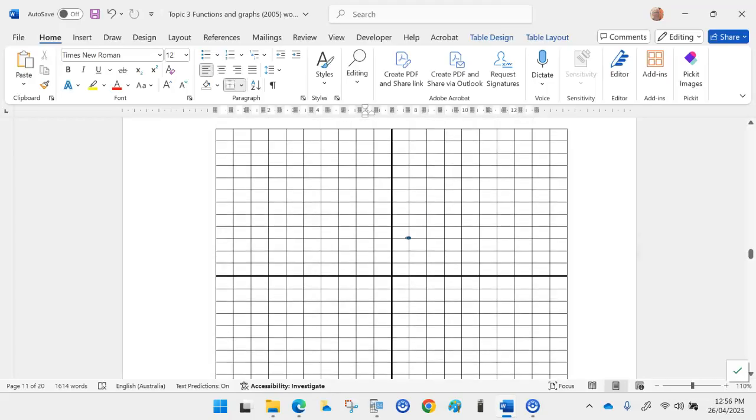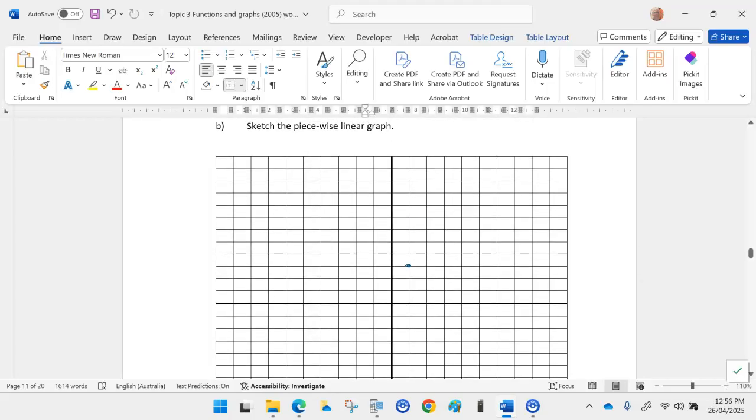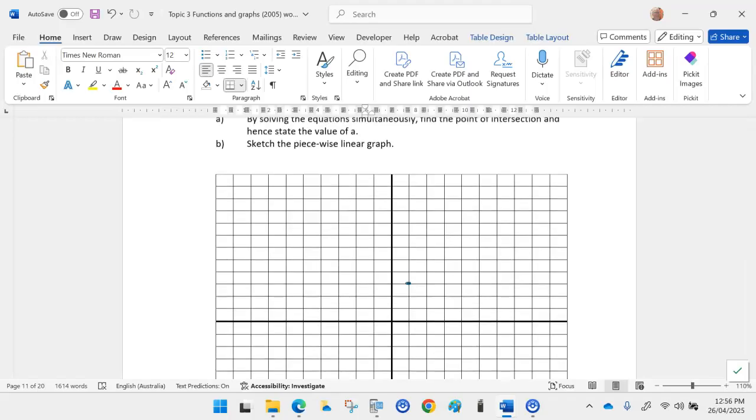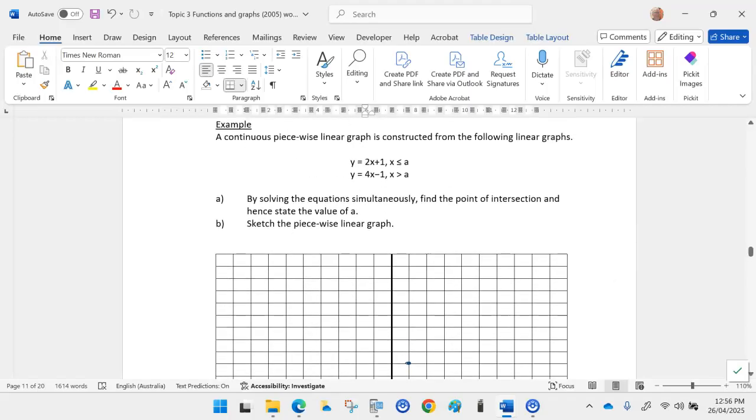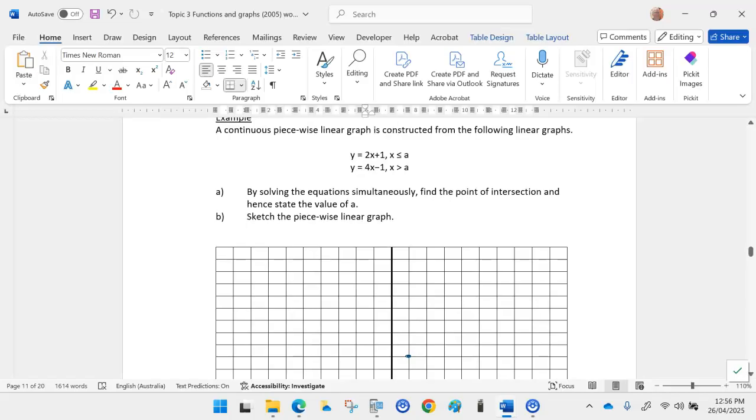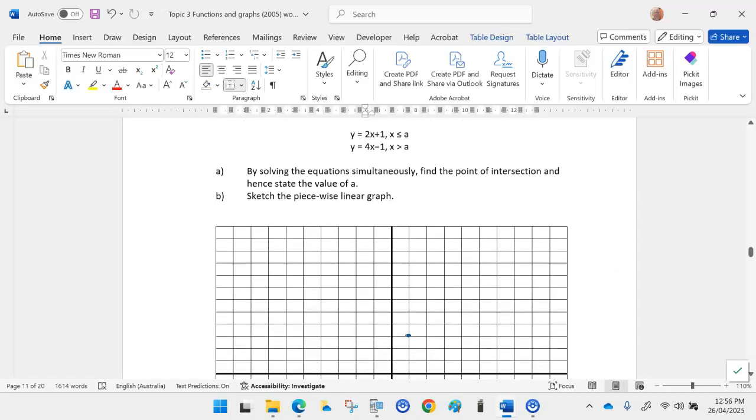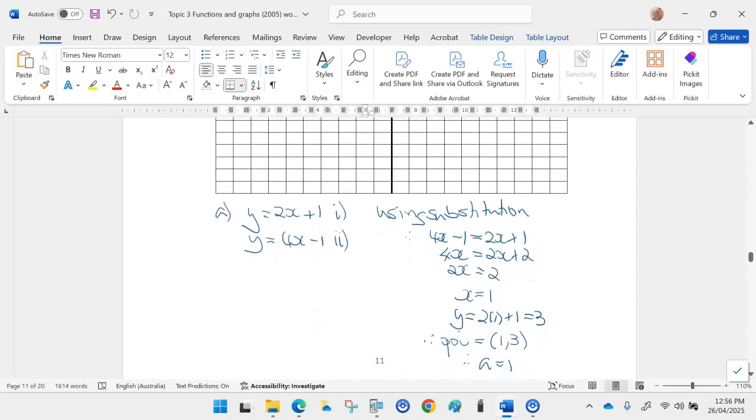Okay, x is equal to 1. Now, I'm going to graph both of these and sketch the piecewise linear graph. So I'm going to graph the first one, y is equal to 2x plus 1 for values of x less than or equal to 1, and the other one, 4x minus 1 for values of x greater than 1. First bit. Let's go back down here.